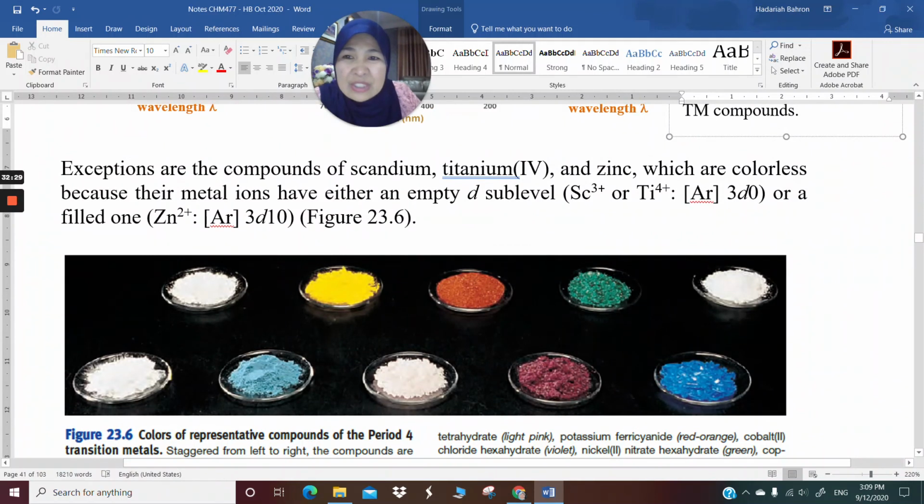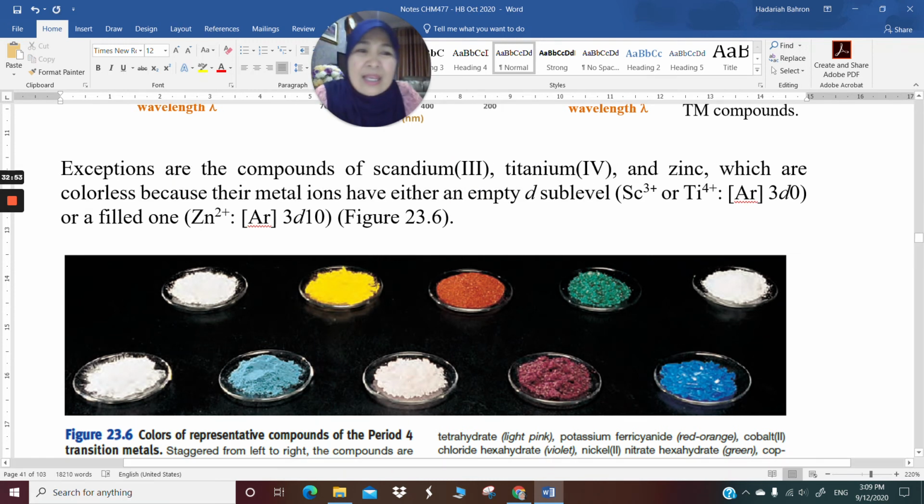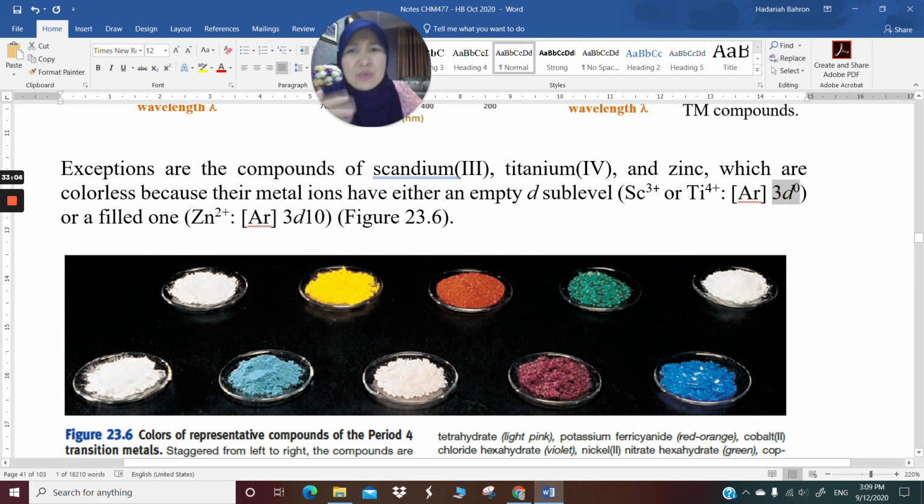Now, the exception to the colors are scandium, titanium, and zinc. These are all colorless. Scandium-3, titanium-4, and zinc, they are all colorless. Why are they colorless? Because the metal ions have either empty d orbitals. In the case of scandium-3 and titanium-4, you have 3d0, so there are no electrons here to jump around, so there's no reason for colors to appear.